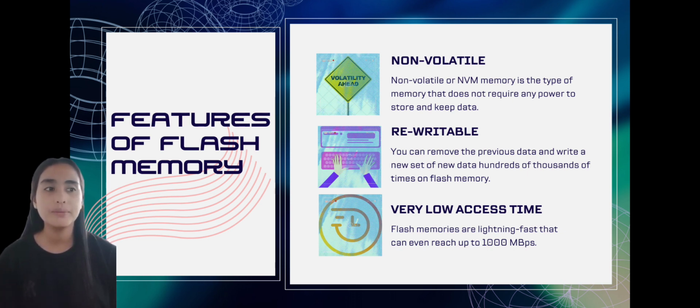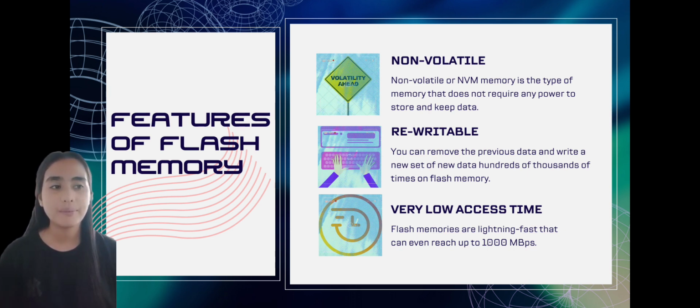You can remove the previous data and write a new set of data hundreds of thousands of times on flash memory. The third one is very low access time. Flash memories are lightning fast and can even reach up to 1000 Mbps.